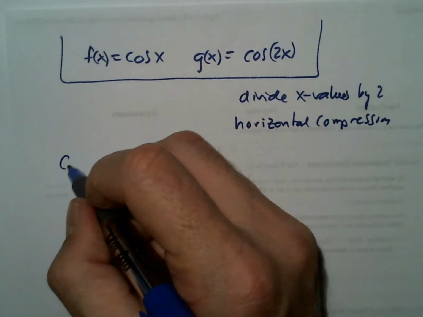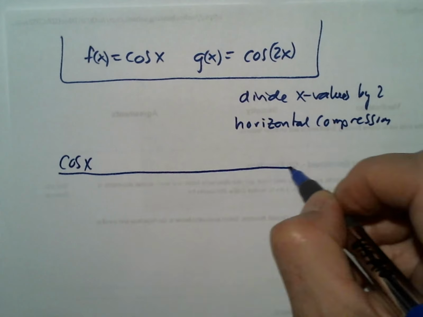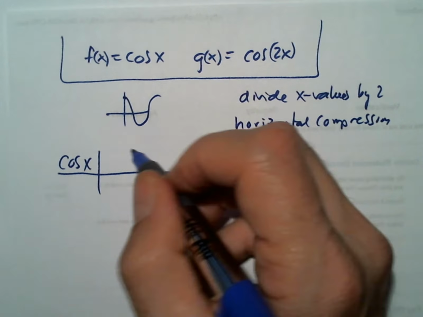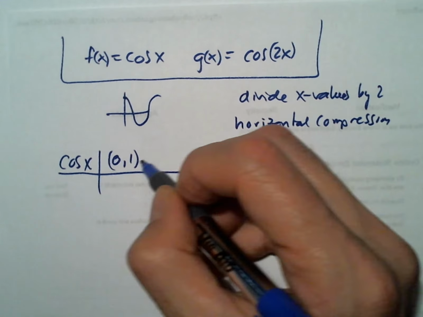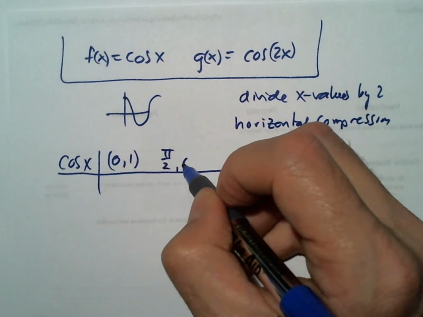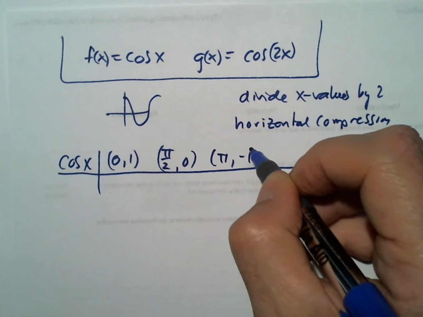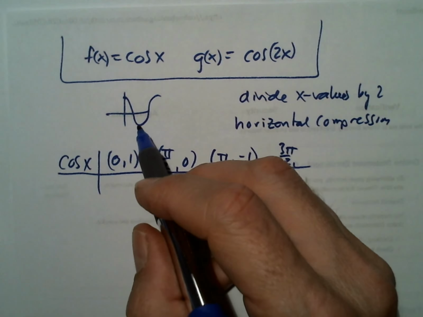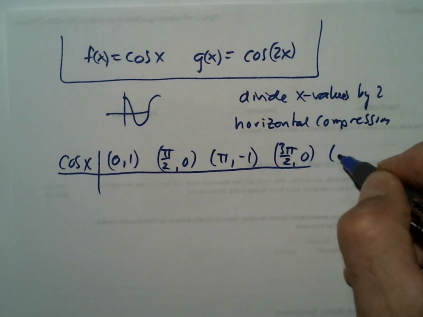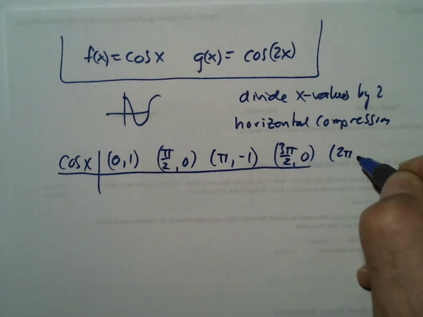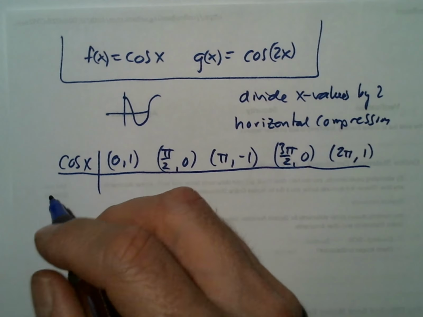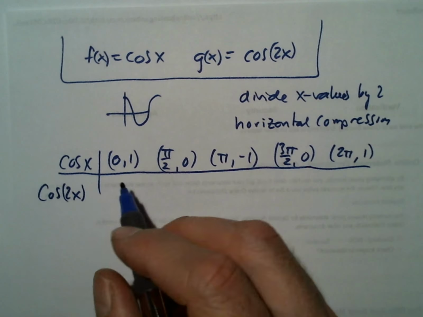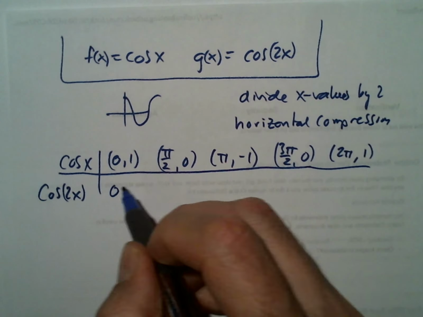And we'll just use the parent function values for cosine, which starts high and goes low. So that's going to be 0, 1, pi over 2, pi. At pi we're at negative 1, then we go back up to 0, and up to 1. With cosine 2x, we will divide all the x values by 2. Now we divide the x value.